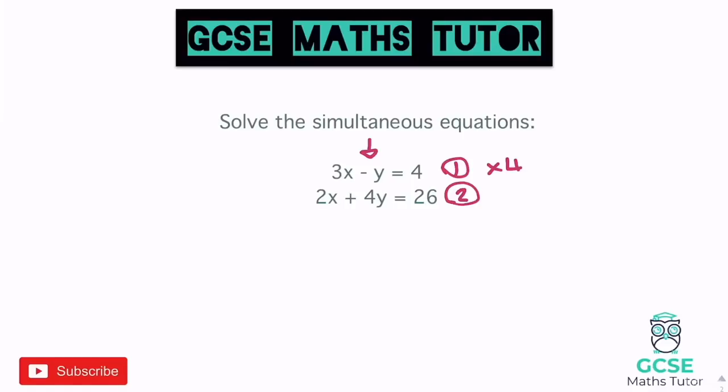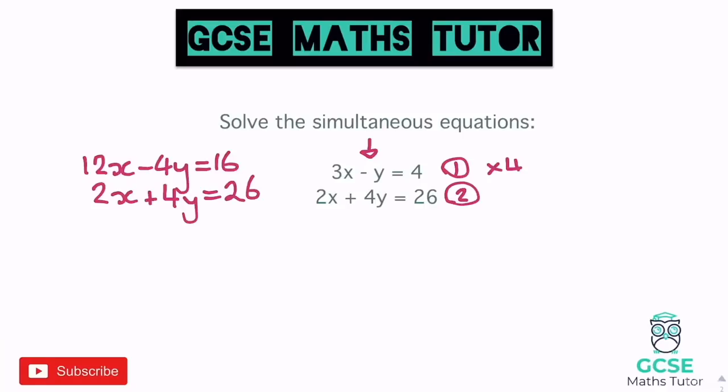So if we times that all by 4 and rewrite it, 3x times 4 is 12x minus 4y, and 4 times 4 is 16. There we go. And then we're not changing the bottom one, so all I'm going to do is rewrite that below so that I've got these grouped together: 2x plus 4y equals 26. There's my 2 equations. Now we subtracted them before, but if I think about this logically, if I was to do negative 4, the one on the top, and then subtract positive 4, so take away 4, I'd end up with negative 8.